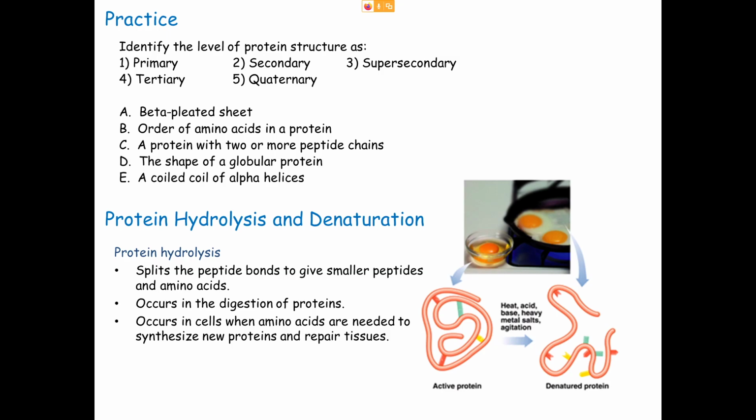So I'm seeing a domain, right? It folded up independently, and we had a picture of that on one of the slides, and it just repeats over and over. But if you do see the whole protein, like choice D, the shape of the whole globular protein, that would be tertiary. And the last thing I want to talk about is protein hydrolysis versus denaturation. We'll do this as an experiment when we get to the lab, for those of you in the lab. But the two words mean different things.